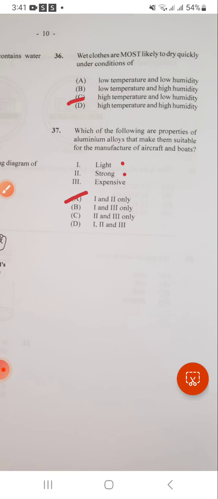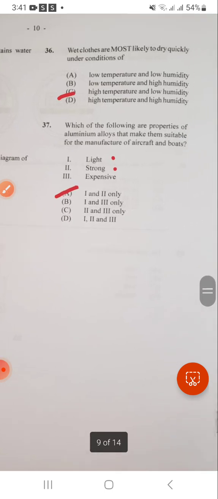Number 36. Wet clothes are most likely to dry quickly under conditions of C. High temperature and low humidity. Question number 37. Which of the following are properties of aluminum alloys that make them suitable for the manufacture of aircraft and boats? The answer is they are light and they are strong. 1 and 2 only. A.